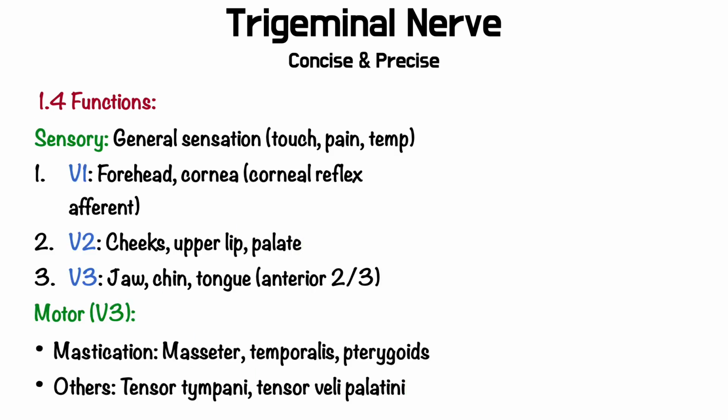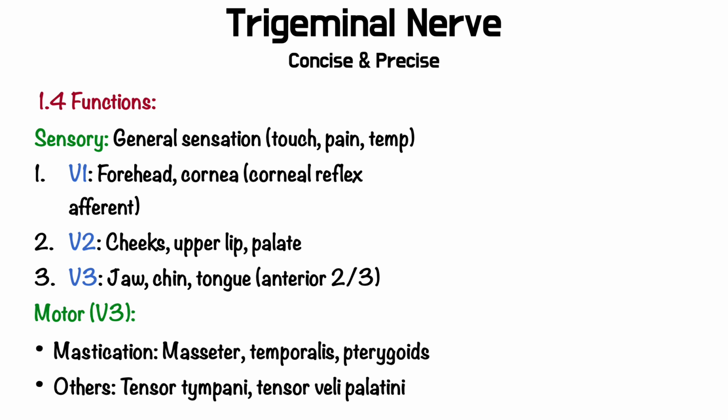Talking about their functions, they have sensory functions and motor functions. We talked about the sensory functions in our branches section also. They provide sensations of touch, pain, temperature, and the corneal reflex. The regions are the forehead, cornea, cheeks, upper lip, palate, jaw, chin, and tongue, and for the tongue it is the anterior two-thirds. As for motor supply, only the V3 division supplies the muscles of mastication, that is the masseter, temporalis, and pterygoids. The others are tensor tympani and tensor veli palatini.